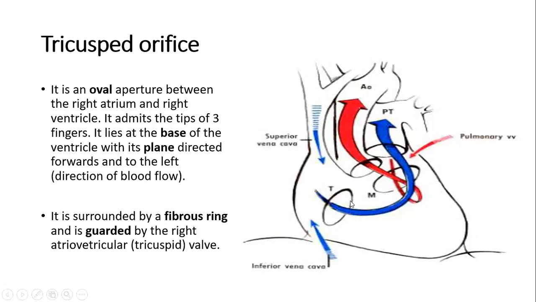So the heart has a skeleton made up of fibrous rings. When we talk about a skeleton, we usually think of bone, but in the heart there are no bones; there are fibrous structures, especially around these openings. One very important fibrous ring is around the tricuspid orifice, and this is guarded by the atrioventricular valve. Inside that, to allow unidirectional flow, there is a valve called the tricuspid valve, also called atrioventricular because it is between the atrium and the ventricle.